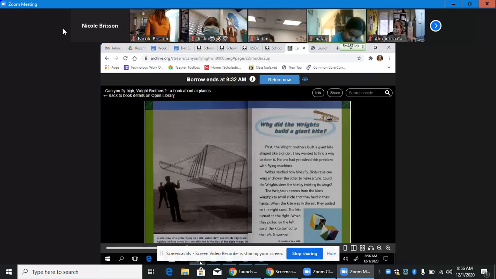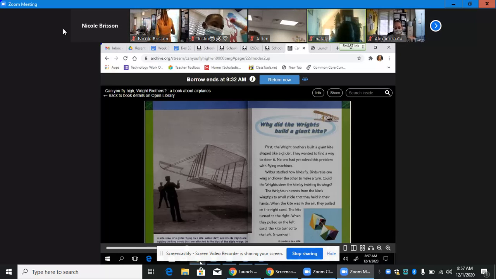The Wrights ran cords from the kite's wingtips to small sticks that they held in their hands. When the kite was in the air, they pulled on the right cord. The kite turned to the right. When they pulled on the left cord, the kite turned to the left, and it worked.